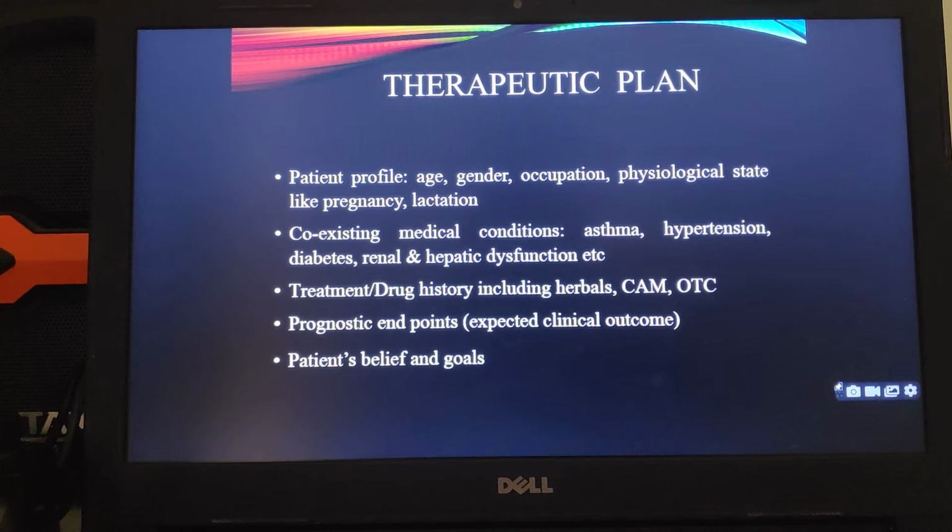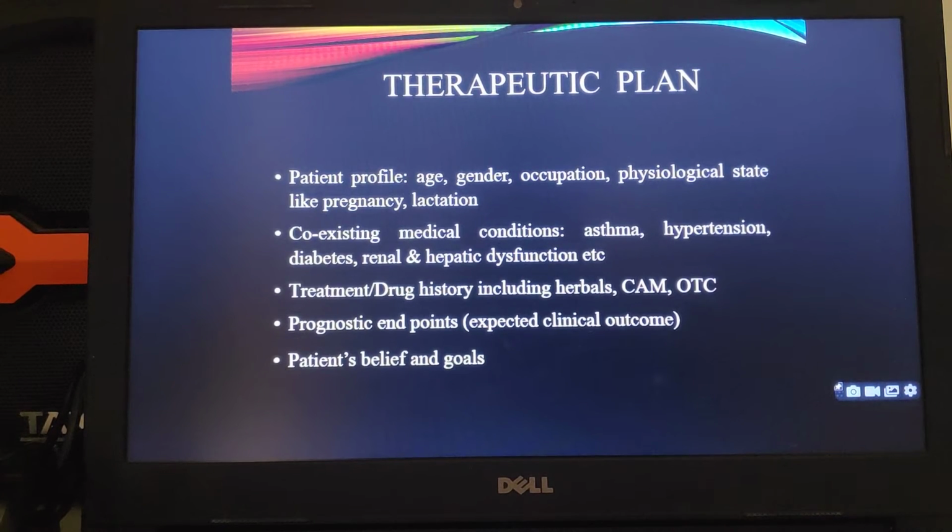The medical condition: there could be other medical conditions a patient may be suffering from, like asthma, blood pressure, diabetes, kidney and renal dysfunction, and liver dysfunction. All these conditions have a significant bearing on the clinical outcome of the treatment.